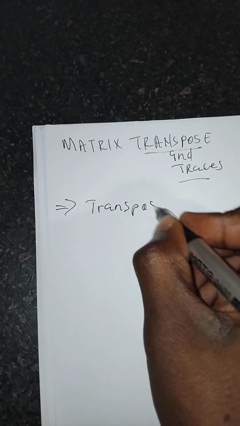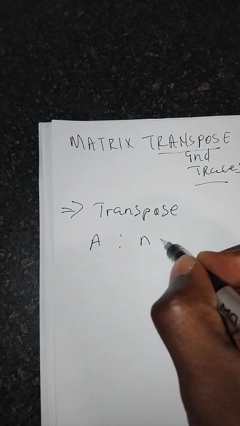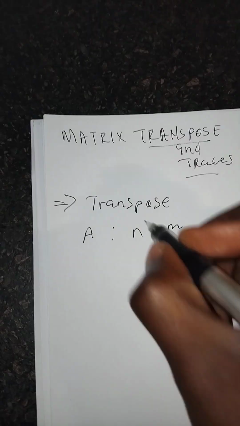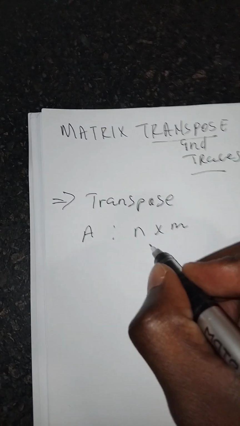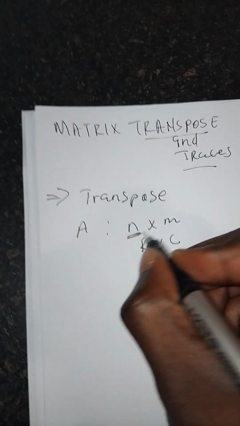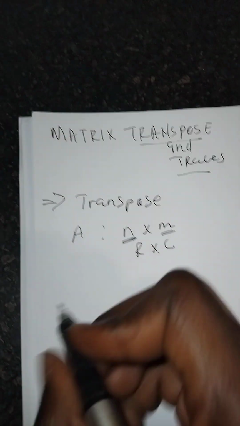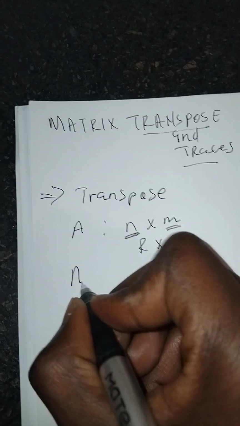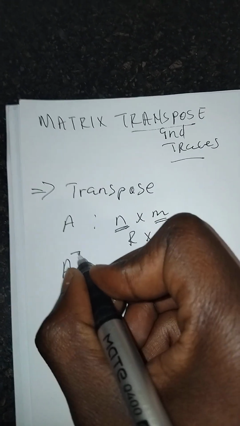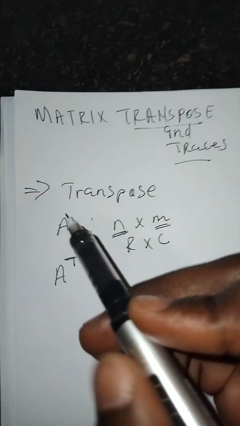So let's suppose you have a matrix A where the matrix A has an order of n by m. Remember that the order is given by row times column. So in this case, n represents the number of rows and m represents the number of columns. Now the transpose of matrix A is going to be denoted by A to the power T, like that. So how do we find the transpose of matrix A?